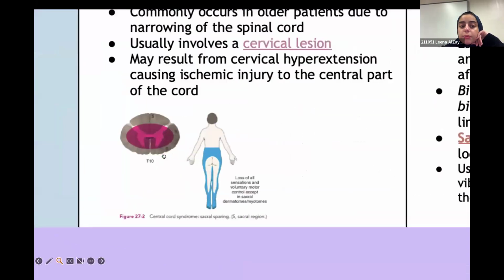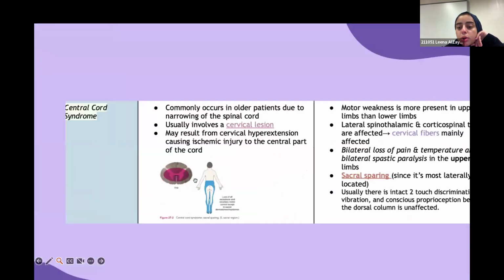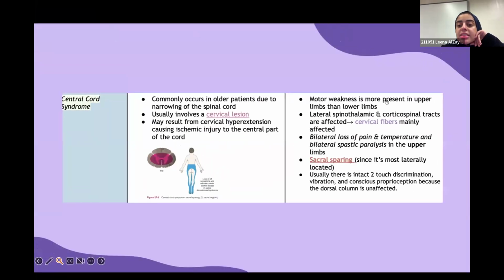Look at the picture over here, okay? When you have this loss, you have all of this area spared. But what is here usually? So you will have motor weakness more present in the upper limb than the lower limb. Why, guys?